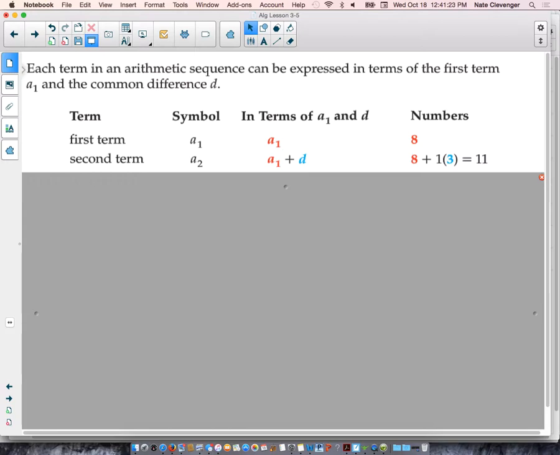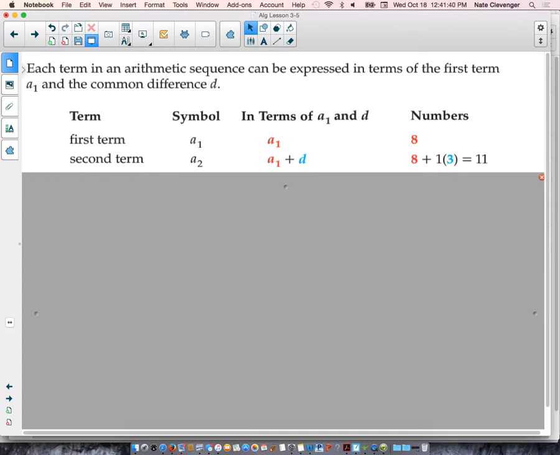So you're adding 3 to it, right? Well, your common difference is 3. So to get from A1 to A2, you'd take A1 plus the common difference to get your A2. Okay? So what's the next number going to be if this one was 11?